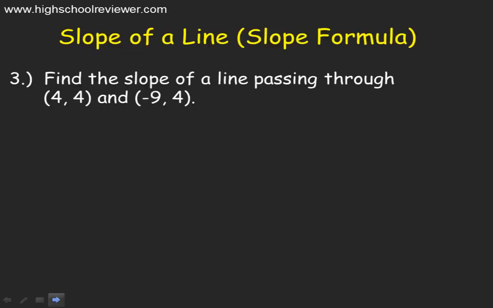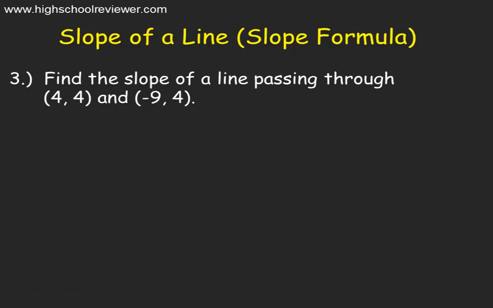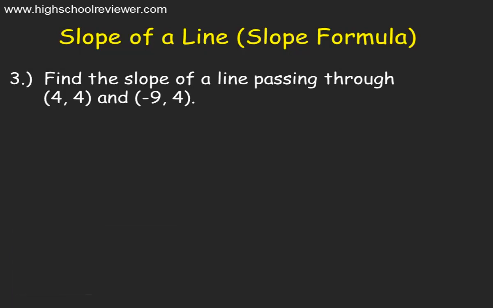Problem number 3. Find the slope of a line passing through points positive 4 and positive 4 and point negative 9 and positive 4. Let us identify the values of x and y on the 2 points. On our first point, positive 4 is x sub 1 and another positive 4 is y sub 1. On the second point, negative 9 is our x sub 2 and positive 4 is our y sub 2.